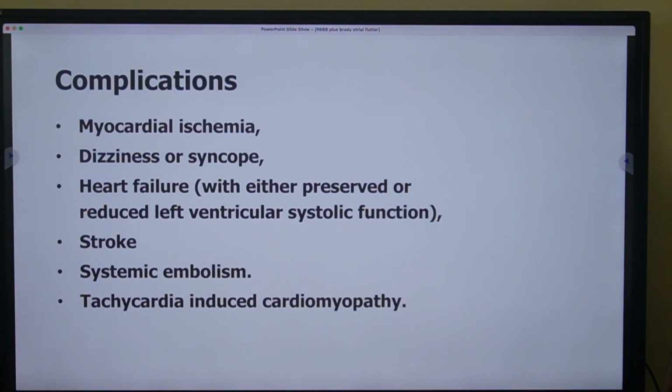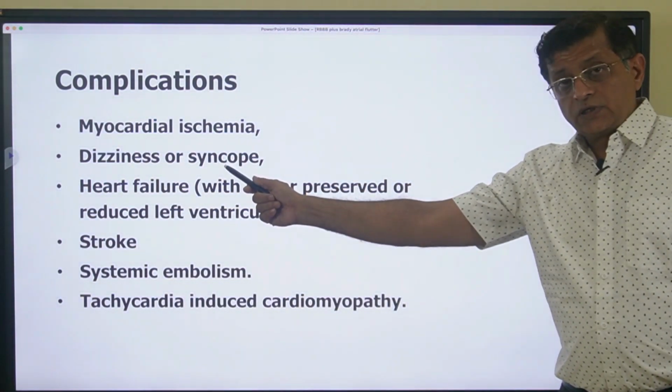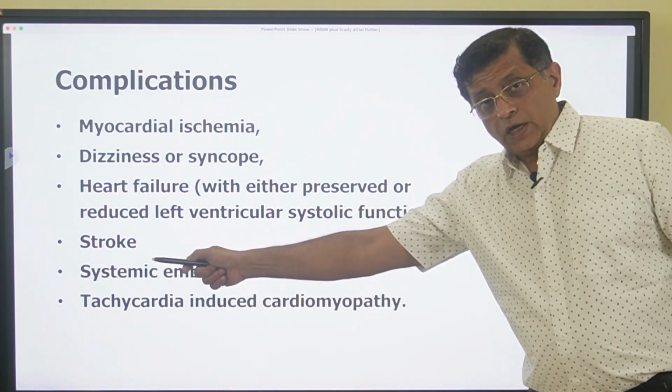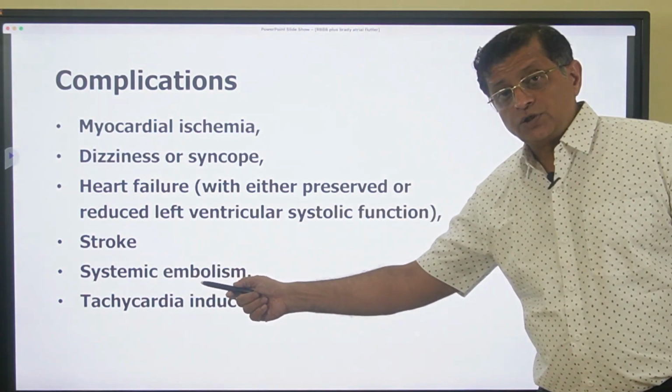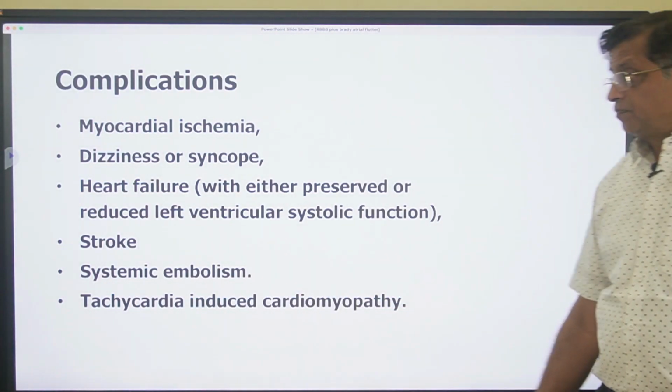The complications of atrial flutter: myocardial ischemia, syncope, dizziness, heart failure, stroke, as we have just discussed, systemic embolization, and tachycardia-induced cardiomyopathy.